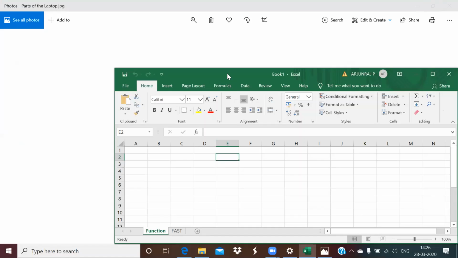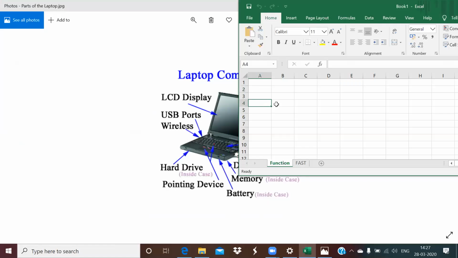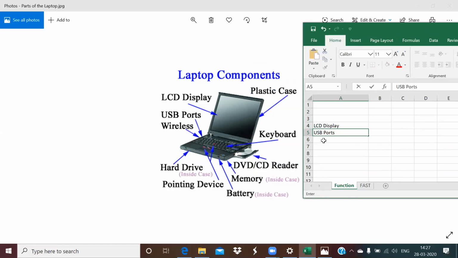All the individual parts of the laptop. It has the LCD display, USB ports. We will take mostly the important ones, like the plastic case, hard drive, battery. Even the charger will also be there.